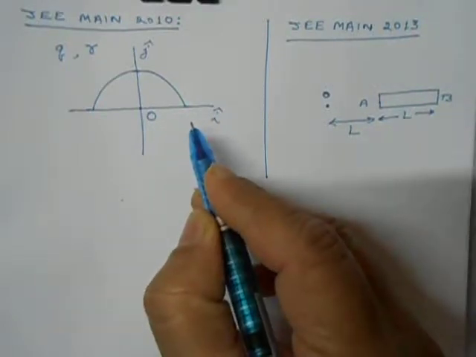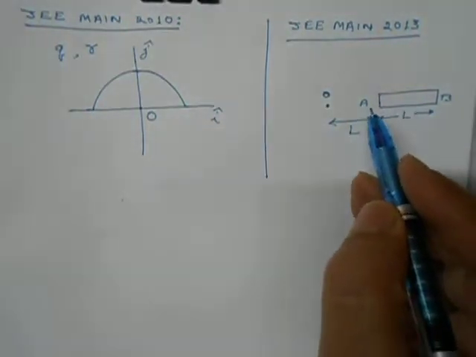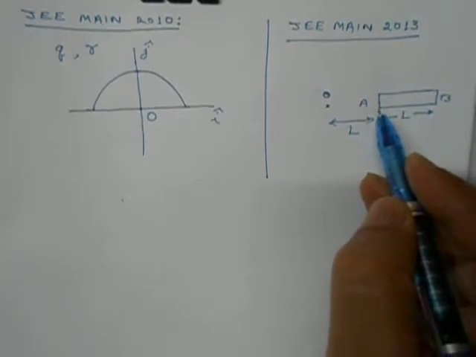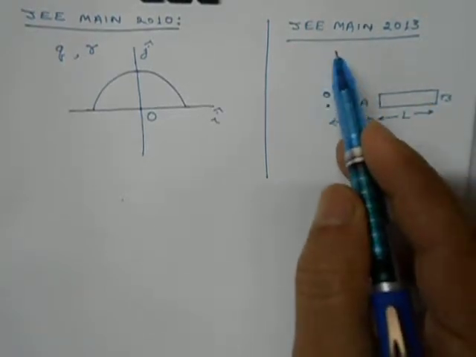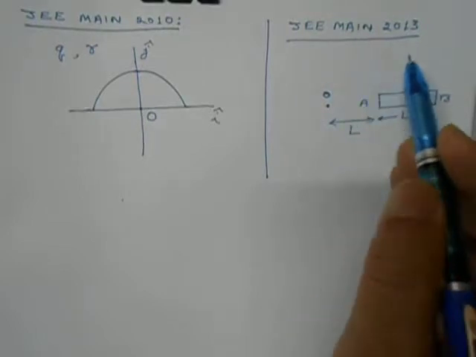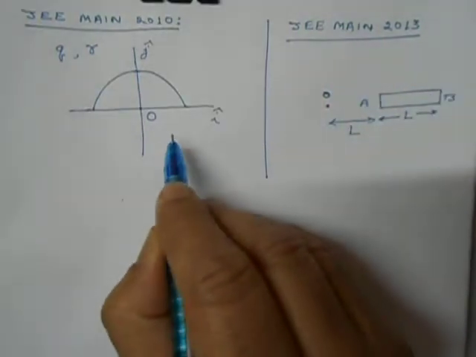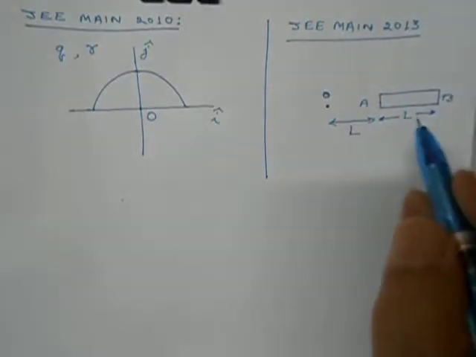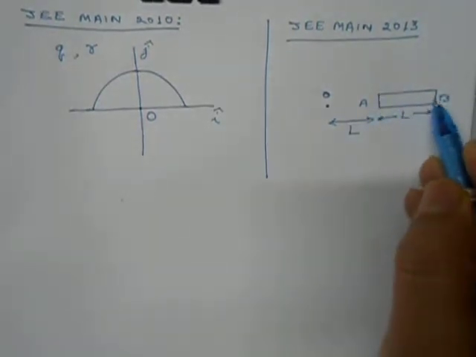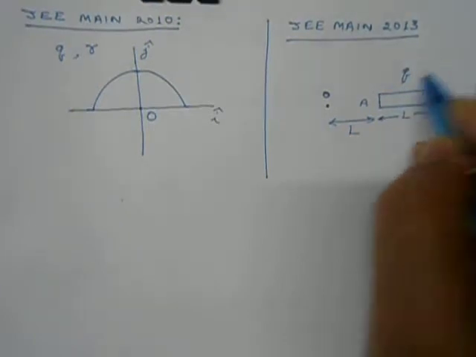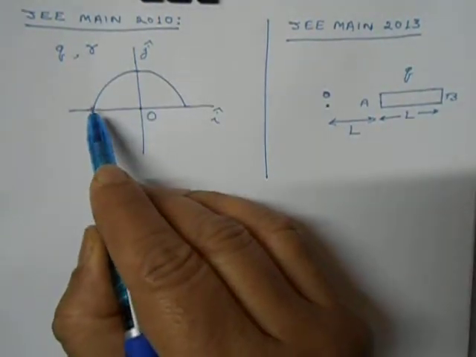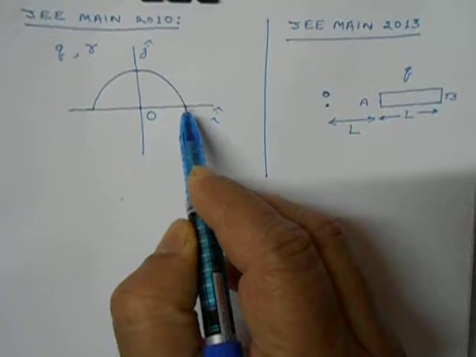That is 2 steps more difficult than this problem which I had uploaded earlier. I have explained it earlier. This is from JEE Main 2013. Why is this 2 steps more difficult? Because here there is a straight rod which has a uniform charge q on it. Here the rod is in a circle, semicircle.